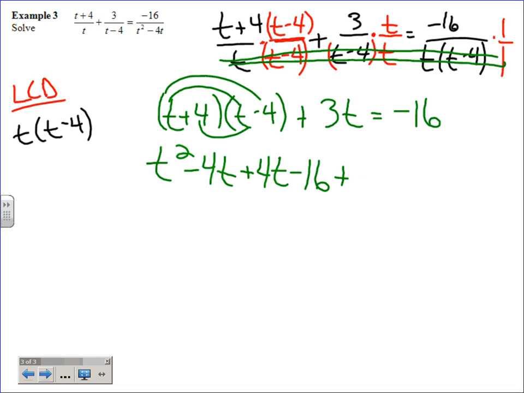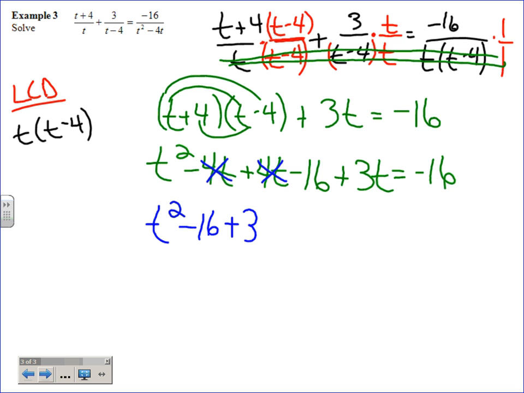Okay. Do you agree that would be the rest of it? I hope. And as mentioned, those two should cancel. So t squared, maybe I'll just write it out so you can see it. I hope you see that once we cross that off, that's what we have.